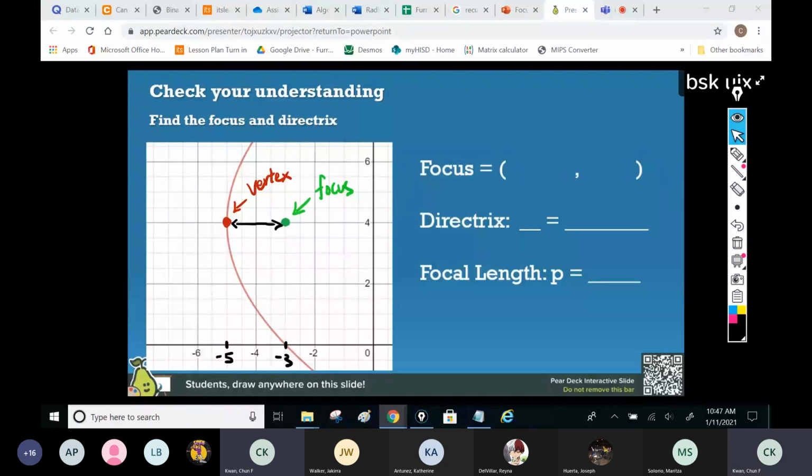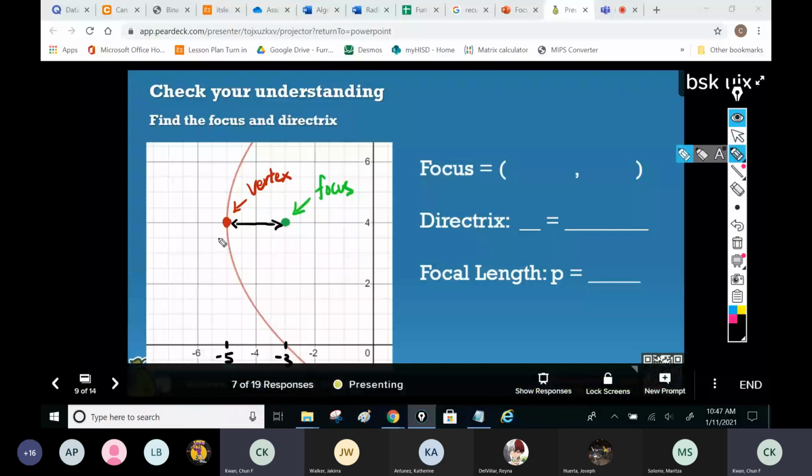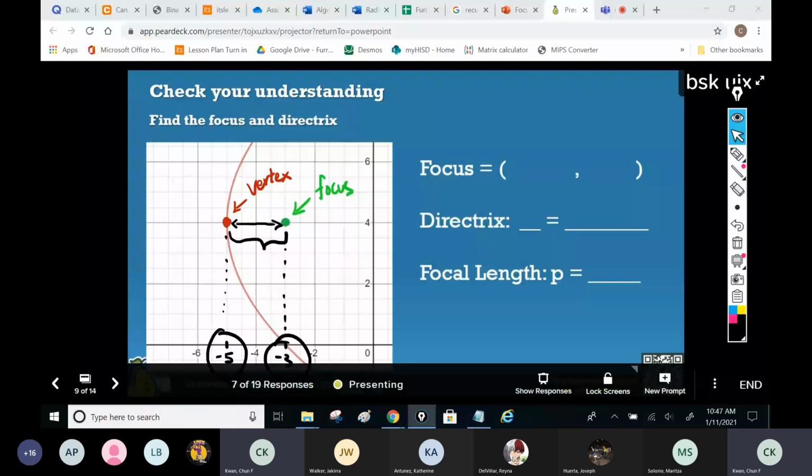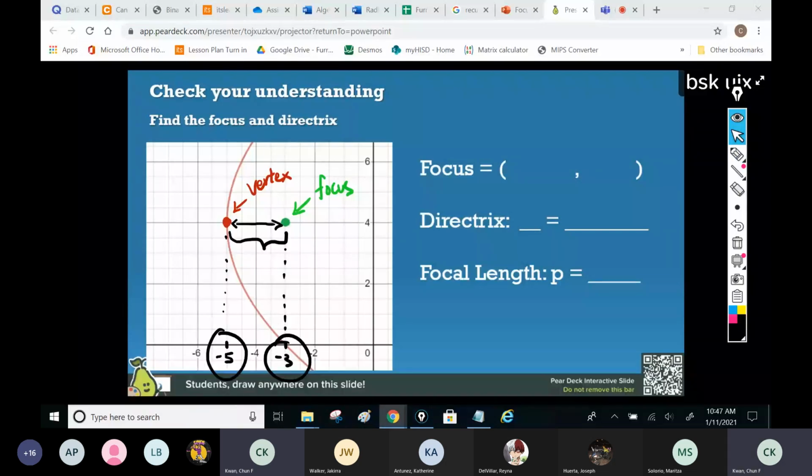Or think about the focal length. The focal length is the distance from the vertex to the focus, how far away it is. From right here to right here. How far away is the focus from the vertex? So just count, guys, just count. And be very careful with the units.